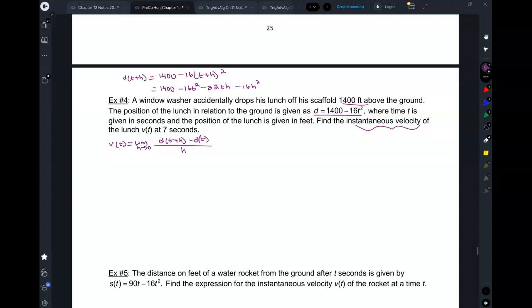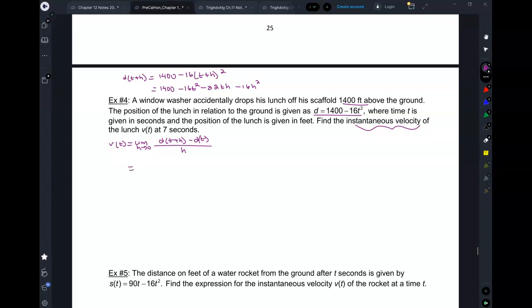So when you square this, you get t squared plus 2th plus h squared, and then I distributed the 16 in one shot. So minus 16t squared. Okay? Okay, so let's plug that in here.